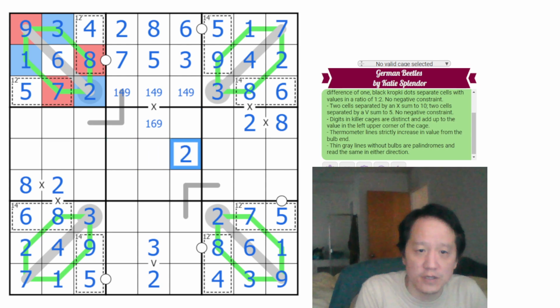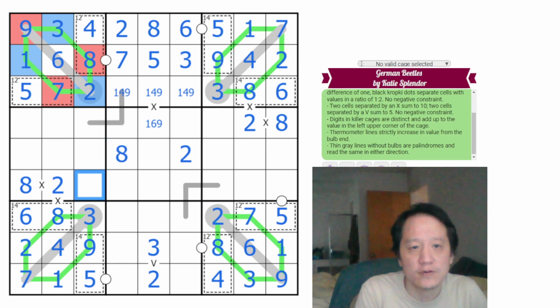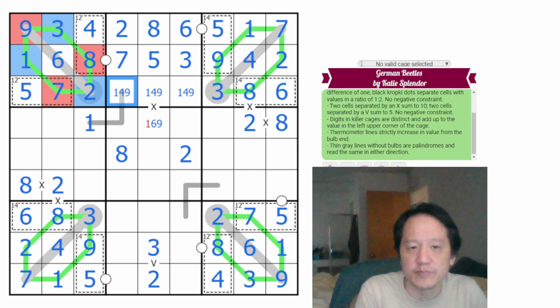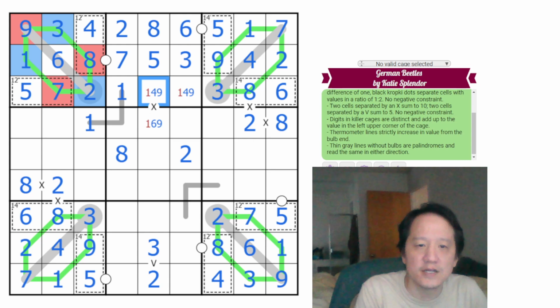The 2 has to be here by Sudoku. The 8 has to be here by Sudoku. This becomes 1, 6, and 7. But this can't be 6 or 7, so this has to be the 1, and since it's palindrome, that has to be 1 also. So this cannot be 1, this can't be 1, so this has to be 4 and 6, because it cannot be 1 and 9.